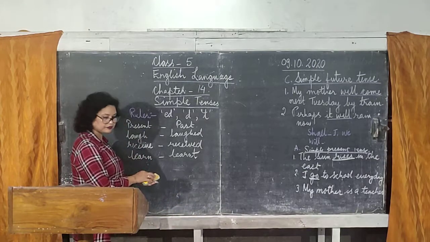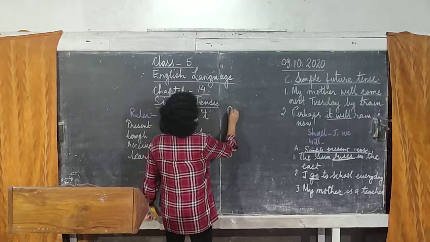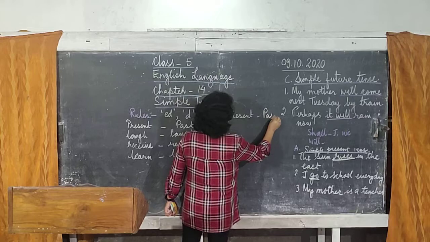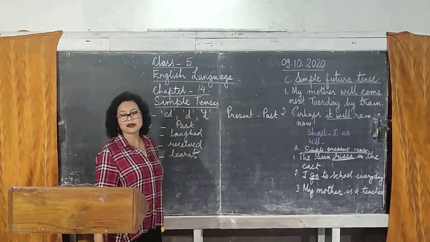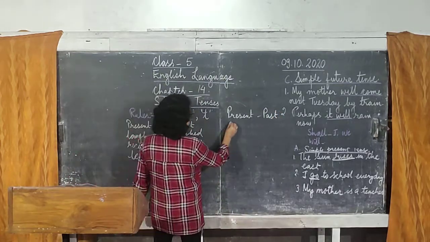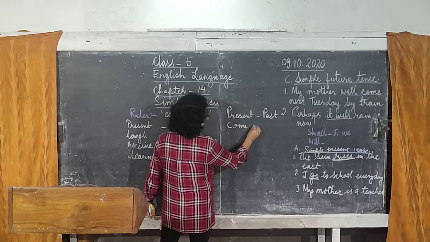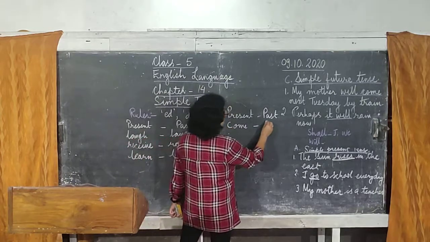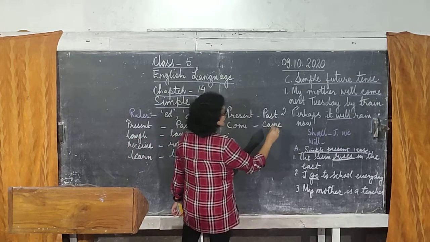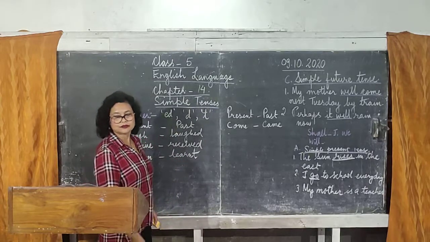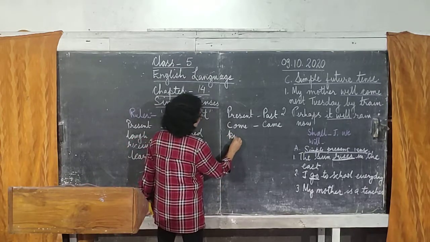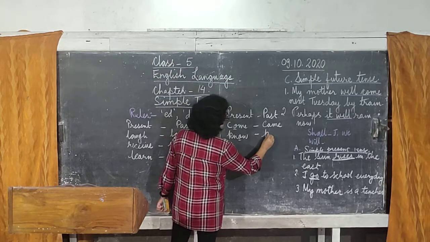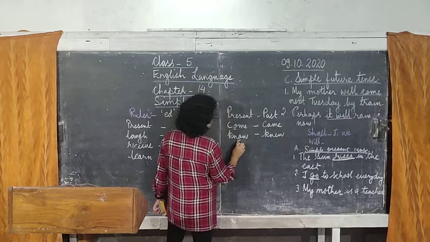Some verbs change by changing the inside vowel. What do you mean by changing the inside vowel? See, come. Right? When you change this to past tense, you just have to change the vowel. Came. Right? Come, came. Then, know. K-N-O-W. You just have to change the vowel. Knew. K-N-E-W. See? Just the vowels.